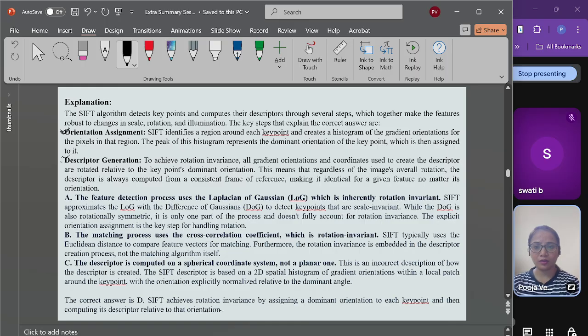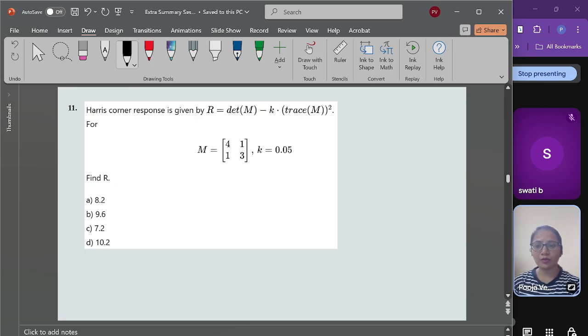I hope all of you are getting these questions. Now moving to our next question, which is related to Harris corner. The Harris corner response is given by R equals determinant of M minus K times trace of M, whole squared. The M matrix and the K value are given, and we need to calculate R. The formula and values are given, so first you need to calculate the determinant of M and the trace of M and put them in that equation.